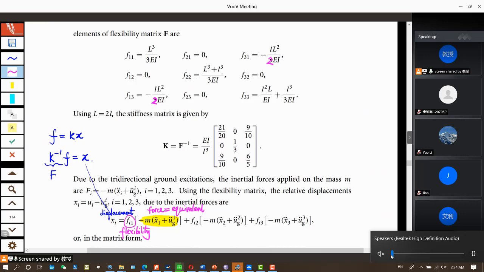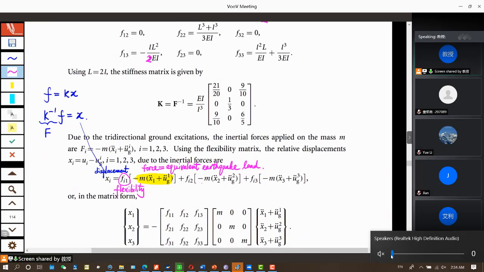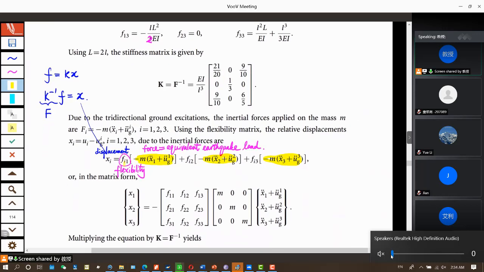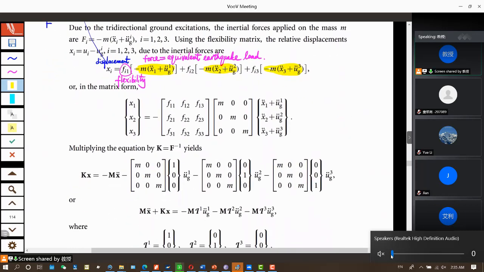Okay, so Xi is Fi1, the force in direction 1, Fi2, the force in direction 2, and Fi3, the force in direction 3. Okay, that gives us the total displacement in direction i. And then you can rewrite this in matrix form, or separate this into UG1 double dot, UG2 double dot, and UG3 double dot. Okay, so that's our equation. You can see this is minus m, sigma i from 1 to 3, i UG double dot i. Okay, so that's our general form.